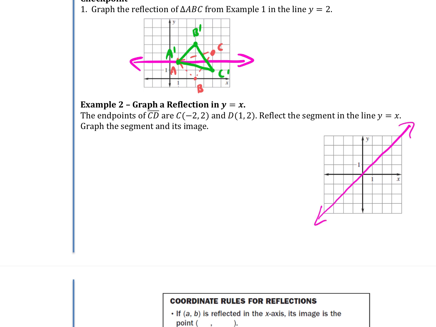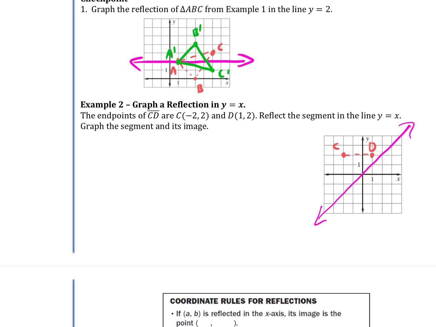That's the line y equals x, okay? So let's graph these points now. We had CD, so we have (-2, 2). We go left 2, up 2. That is C. And D is (1, 2). Go right 1, up 2. And that's D. We're going to use a dashed line.